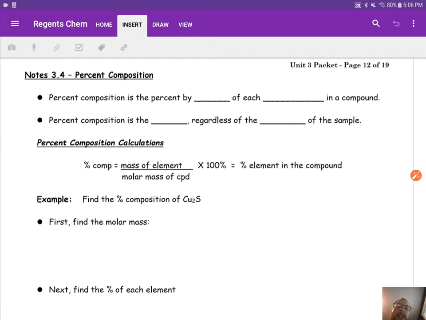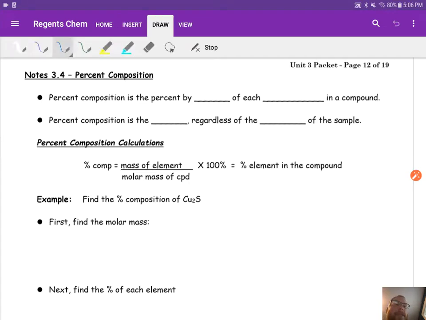As we get into some of the work, if you have calculated molar mass like I taught you and showed you, this is going to be super easy because it's just one little extra step from the molar mass piece. So what is percent composition? It's the percent by mass. And that's the key word. Percent by mass of each element in a compound.